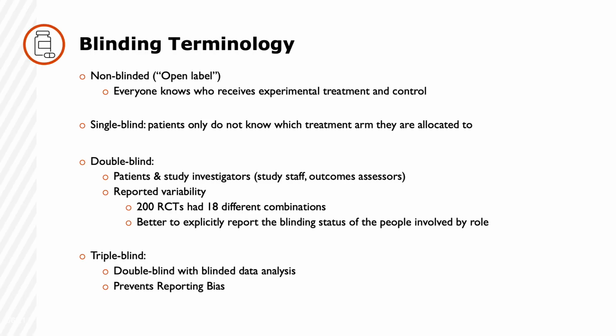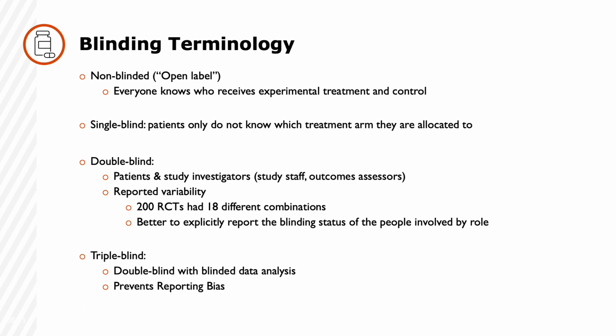So it's important that we're familiar with different terminology that refers to blinding when we're reading clinical trials and critically appraising them. Non-blinded, often referred to as open label, is what happens when everyone knows who receives the experimental treatment and who receives the control. Single blind refers to the situation where patients only do not know which treatment arm they are allocated to. Double blind refers to patients and study investigators both not knowing which arm of the trial study subjects are assigned or allocated to.